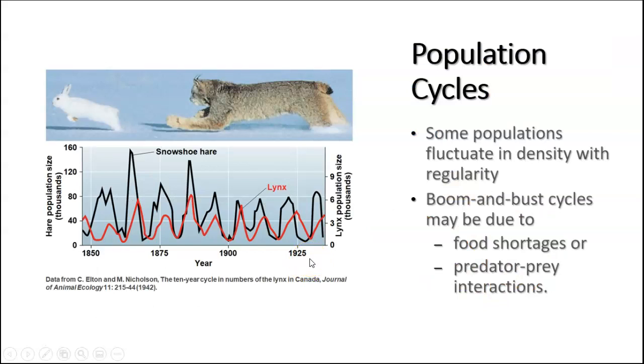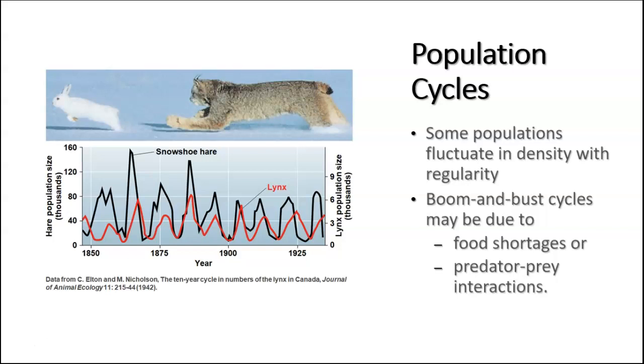Some populations fluctuate up and down in density with some kind of regularity, and these are generally called boom and bust cycles. In the picture here and in the graph, this is showing snowshoe hares and lynxes which prey on them. This is in Canada, and the graph shows the population counts of the snowshoe hares and the lynx over a period of about 100 years. You see that the hare population, which is in black, varies quite a bit.